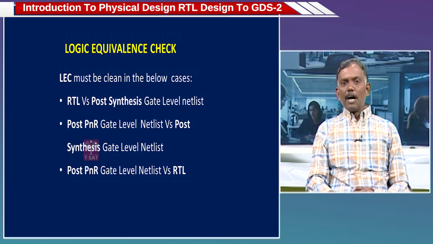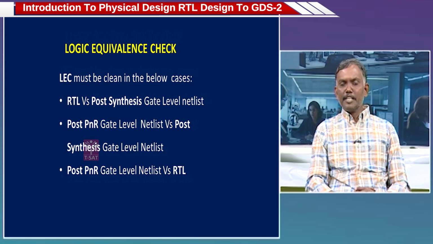Next one is after completion of your place and route, when you will get the post PNR gate level netlist. Post PNR versus your post synthesis, that is one LEC check. And the third one is post PNR gate level netlist versus the initial RTL, your initial design. So in all stages, LEC must be clean. Then you can say that functionality wise, we are good. That is sign-off LEC check.